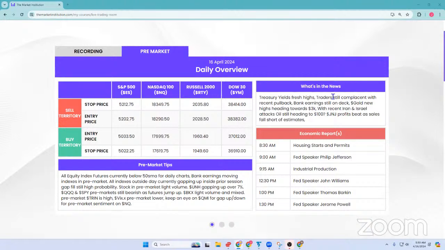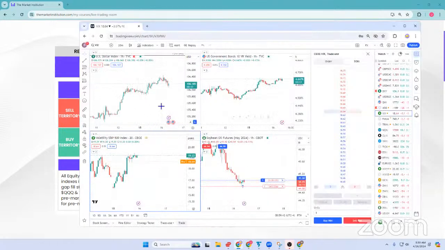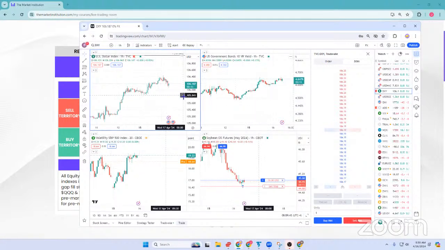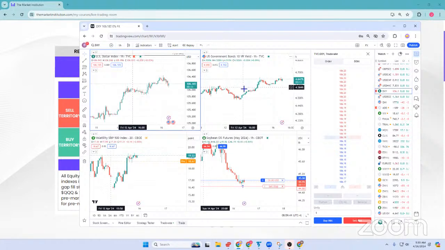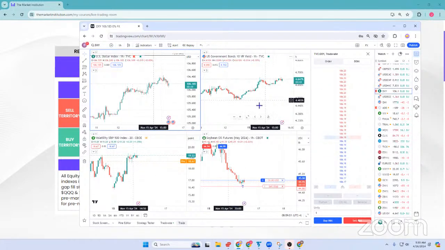All right, so let's go ahead and get started talking about what's in the news. Well, we have Treasury yields at fresh new highs. Let's take a quick look at that as we get going here. Currently, as we watch and monitor the dollar and the yield, we're seeing a little mixed market. Both of these are on 60-minute charts.